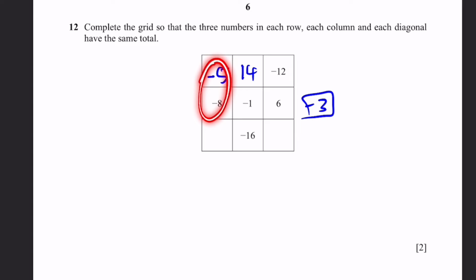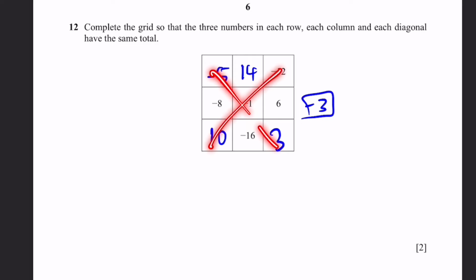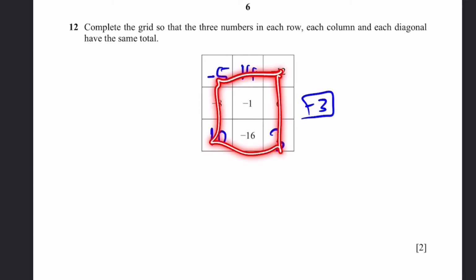Minus 5 minus 8, you get minus 13. We have to add 10 to get minus 3. Minus 16 and 10, you have to add 3 to get minus 3. And if you check everywhere else, in the diagonals and all 6 rows and columns, you will get minus 3. That's the answer. Question 13. Find the value of each of these expressions when x equals minus 8.